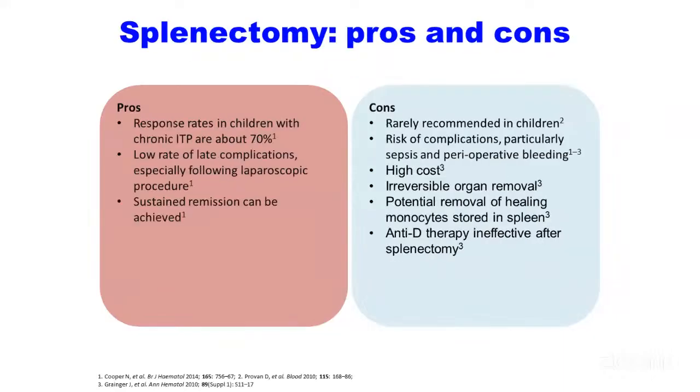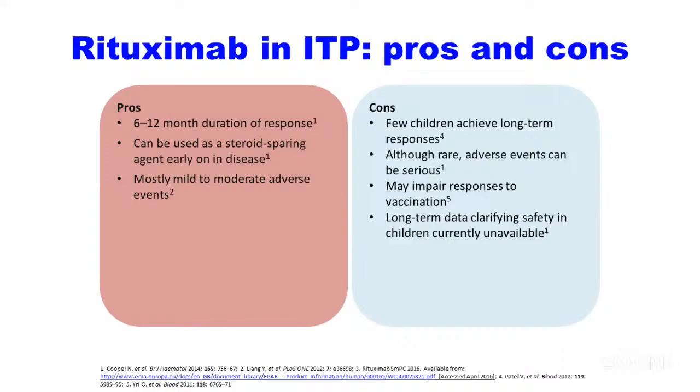Splenectomy responds most of the time, around 70% response. Low rate of late complications. There might be sustained remissions. It is rarely recommended in children because most of the acute ITPs spontaneously remit, and the risk of complications certainly is there. High cost, irreversible organ failure, and all patients should be protected by vaccinations.